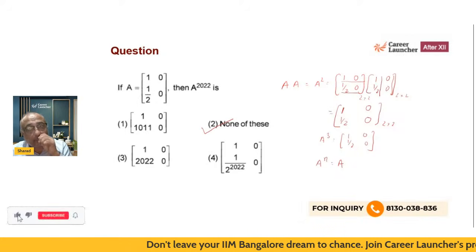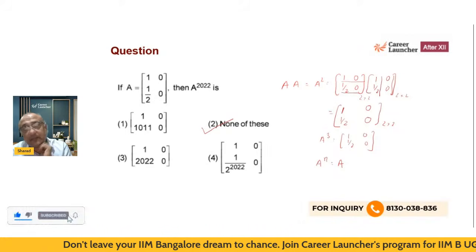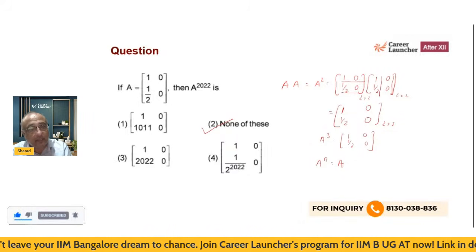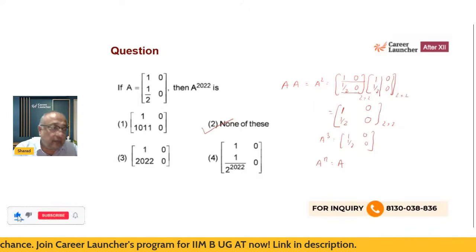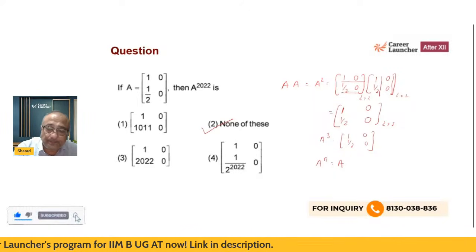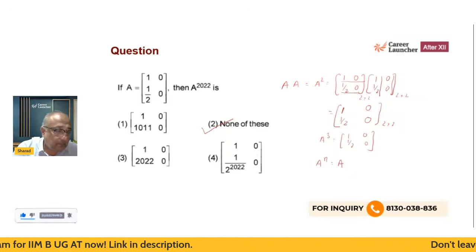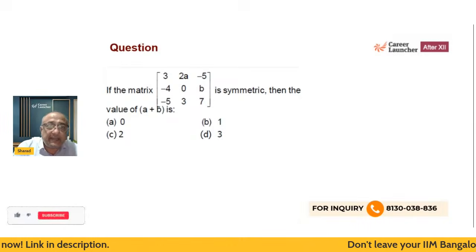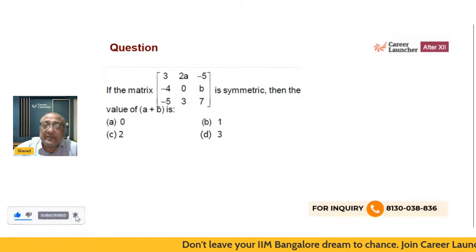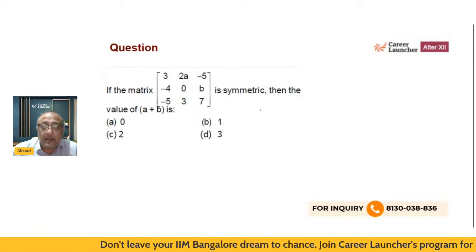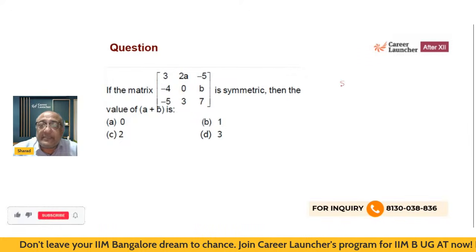I will do one more question and then ask you whether you have understood this correctly or not. This is an important question. Please make a note of how this question was done. Let's take the next question. This deals with the concept of symmetricity in matrices. What do we mean by a symmetric matrix?